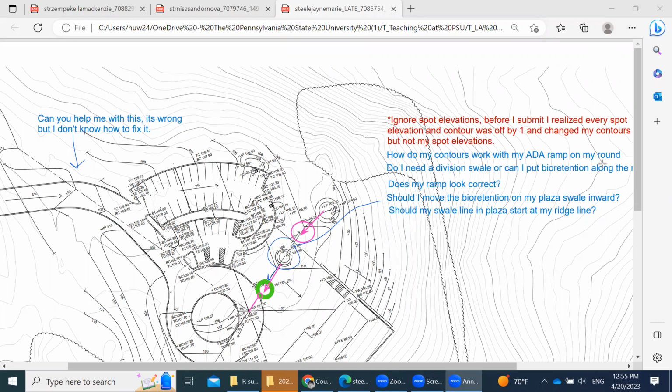Yeah, it connects, but my swale is it by the, yes, yeah, that's fine.